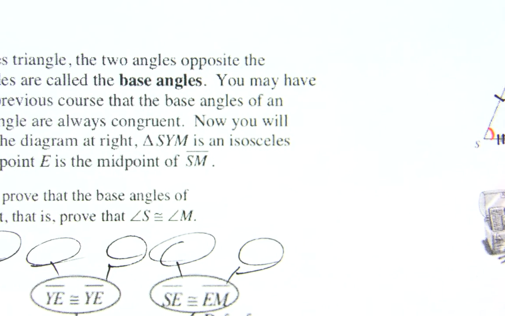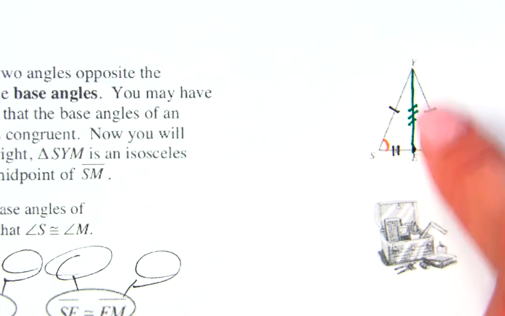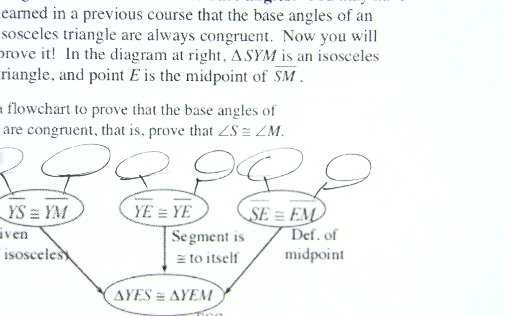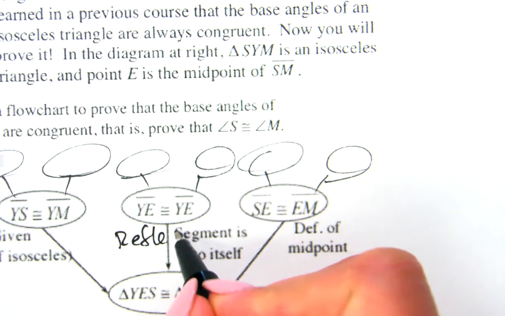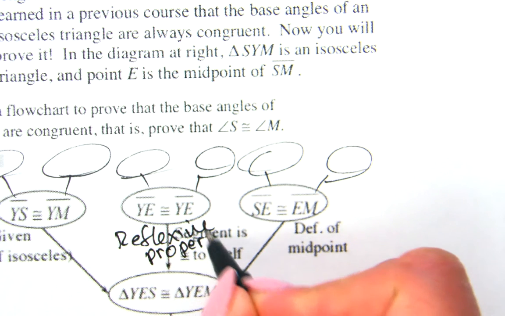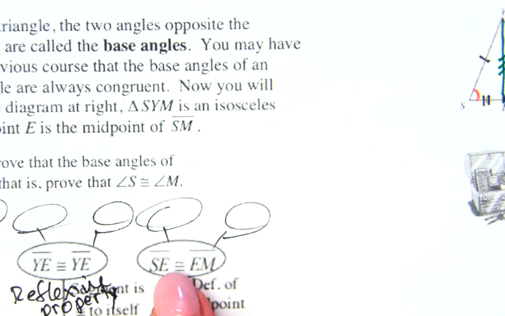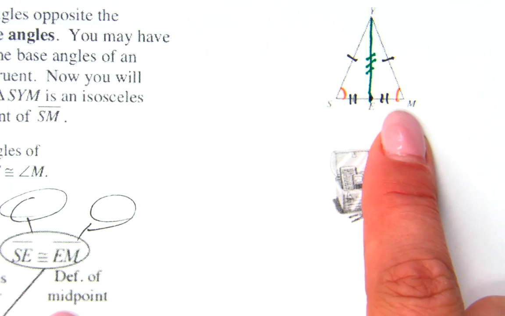And then YE is congruent to YE. Now, the reason it says segment is congruent to itself, I would prefer if it said reflexive property on your paper, because technically that's the actual property, and we want to stick with the properties as our reasons. And then SE is congruent to EM. That's the definition of a midpoint.